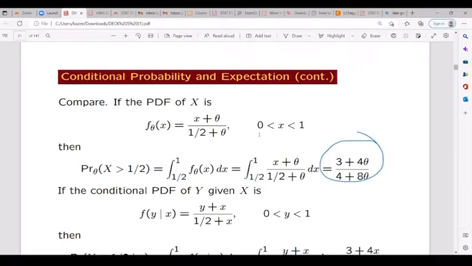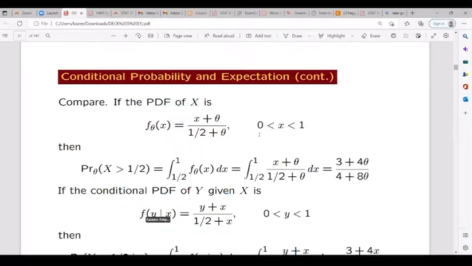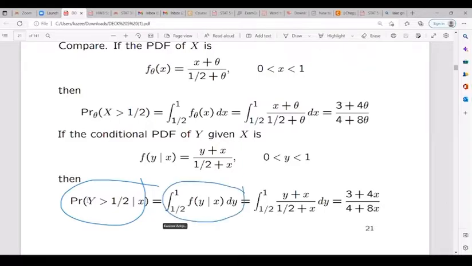But what if I want to write the conditional version? For the conditional version, I'm just going to replace theta with x, and replace x with y. Look at that, I also got that. Then what if I want to find the probability of y greater than half, given that x is observed? Now I'm going to have this formula here, like I said, f of y given s.